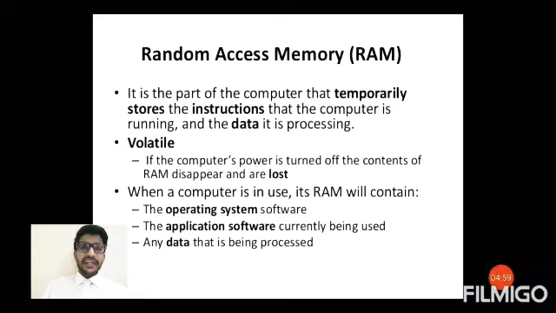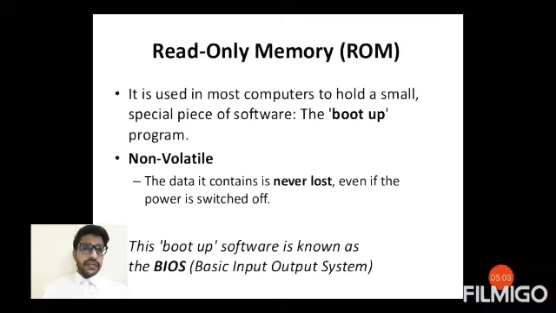Writing data to a RAM chip is a slow process. ROM, read-only memory, is used in most computers to hold a small, special piece of software, a boot-up program. It is non-volatile: the data is never lost even if the power is switched off. This boot-up software is known as the BIOS, basic input-output system. There is a difference between RAM and ROM. RAM is a faster processor and ROM is a slower processor.